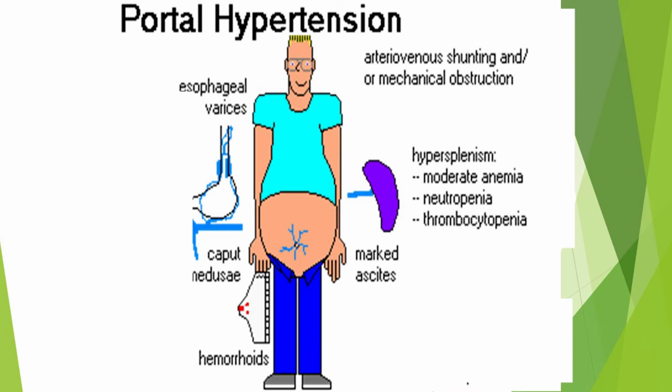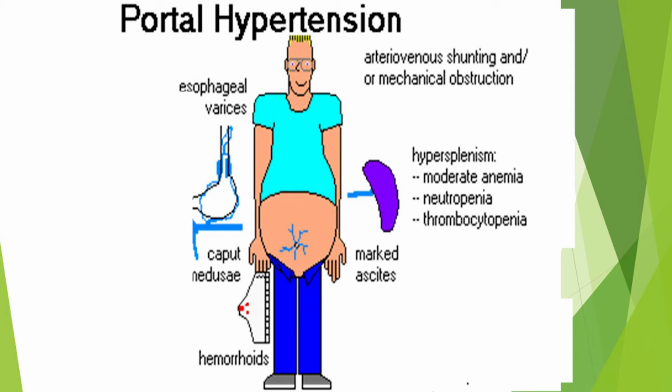What are the features of portal hypertension? It is important for your examination. You can divide it into two parts: number one, features of liver failure, and number two, features of portal hypertension. What are the features of portal hypertension? Esophageal varices, caput medusae, hemorrhoids, splenomegaly and hypersplenism, marked ascites. It is excellent if you can differentiate the features of portal hypertension from the features of liver failure.